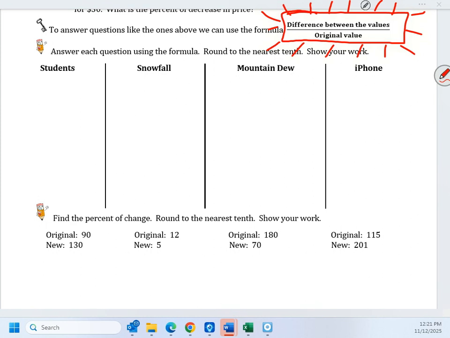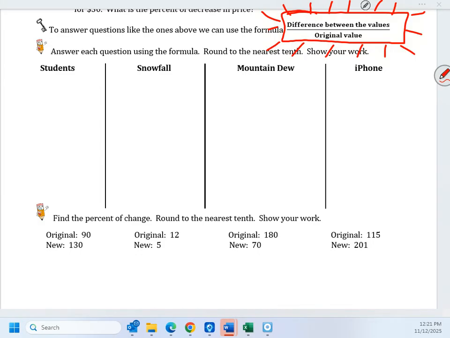The formula is the difference between values. Now this is important to note. A difference is never negative. It's just how far apart they are. It's like the absolute value, right? How far apart are the two numbers? So you always take the biggest number and subtract the smaller number. No negative numbers when we're looking at the difference.